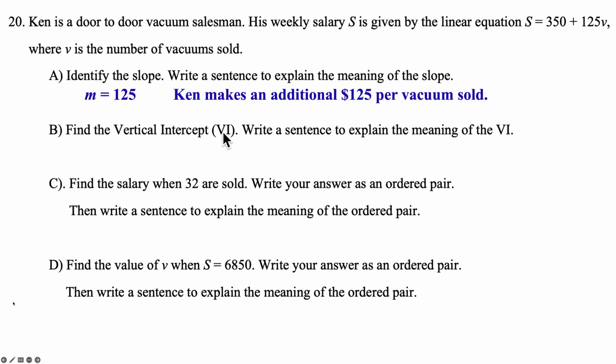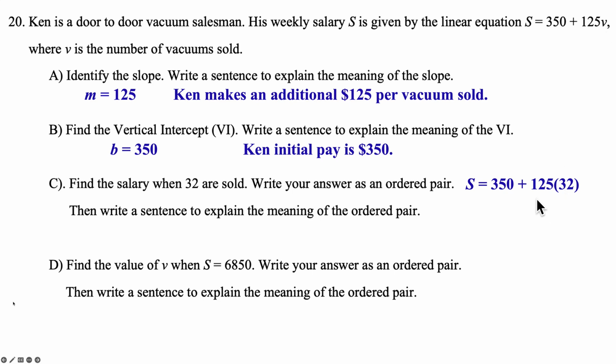What is my vertical intercept? That's the 350. Ken initially gets paid $350, that's its meaning. Find the salary when he sells 32 vacuum cleaners, so we put the 32 in for V. Crunch the numbers, 125 times 32 is 4,000, add 350 to it, there's his salary.